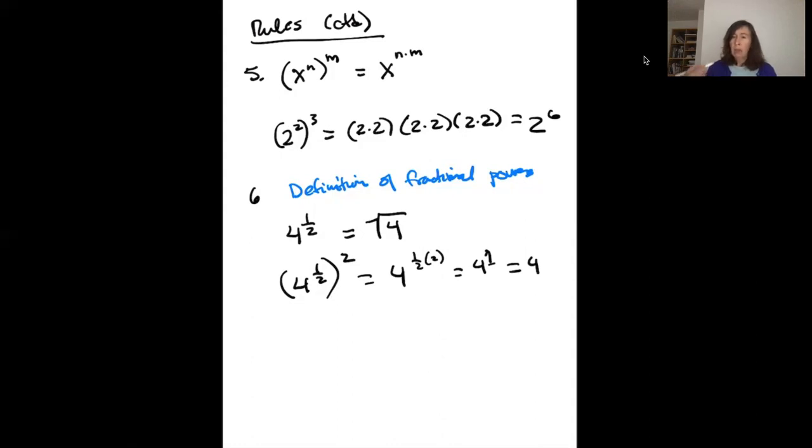So square roots are the most common fractional power that we work with, but you can have higher order roots. So for example, if you want to have 8 to the 1/3 power, what that's asking is what number cubed gives you 8? Well, there is a number, and that is 2, because 2 cubed equals 8.